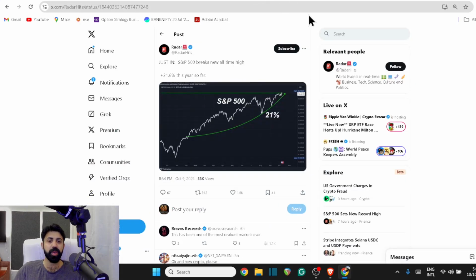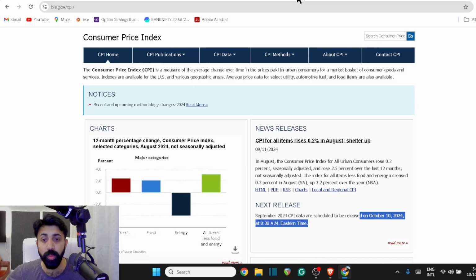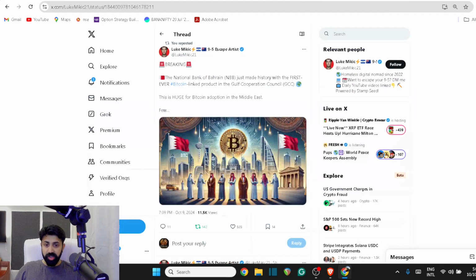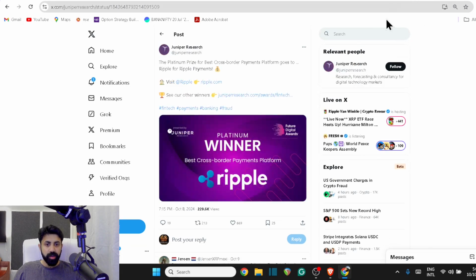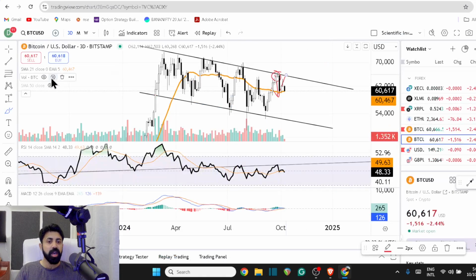We're watching S&P running higher. Yes, it is true we are watching the US CPI is about to come out and the macro news is changing. We're watching different countries jumping into crypto space. Yeah, we're watching Ripple winning. There's a lot of things happening on the fundamental side. The news, the narrative, it's all fitting in well. But the market sentiment matters a lot.